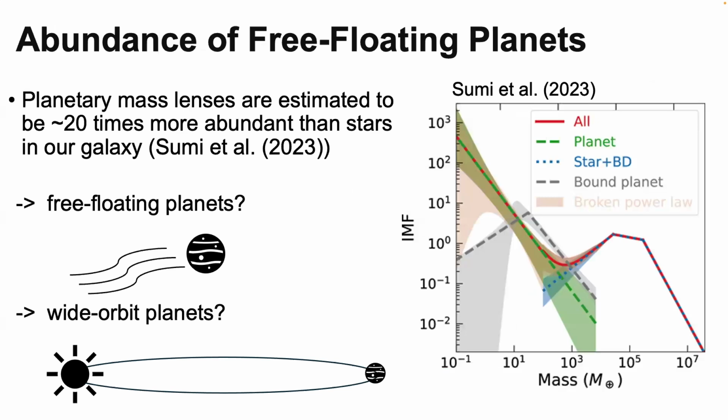Also, Sumi et al. 2023 performed a statistical analysis by using these data, and they found that objects in the planetary mass range are estimated to be 12 to 20 times more abundant than stars in our galaxy. This is a remarkably large quantity. However, it is very difficult to distinguish whether the contribution from these abundant planetary mass range objects comes from free-floating planets or wide orbit planets.